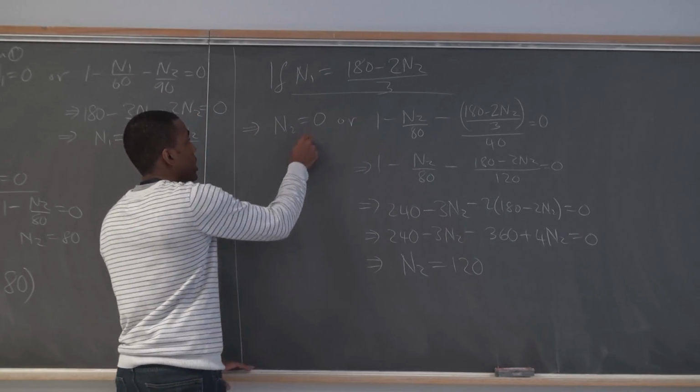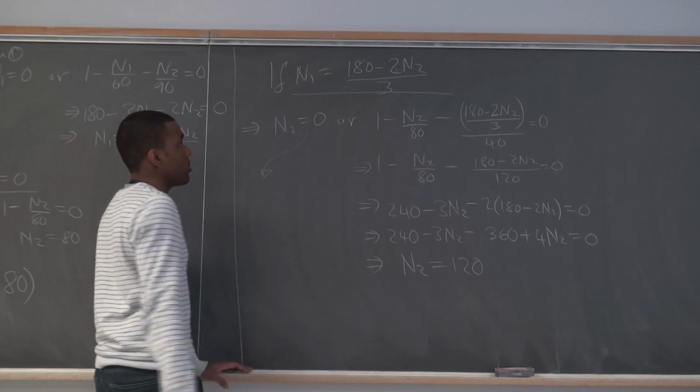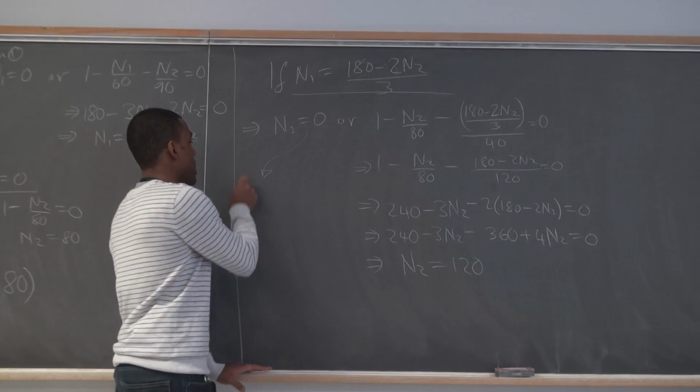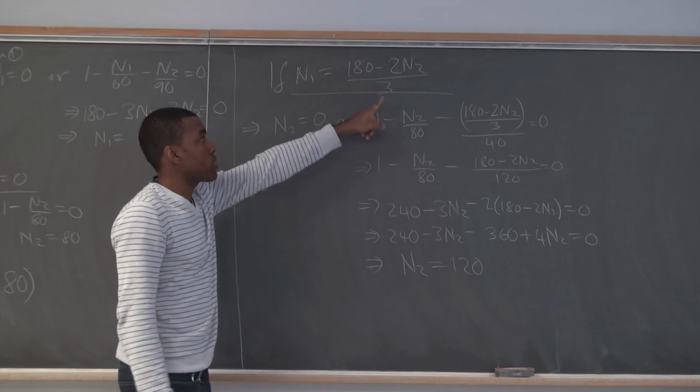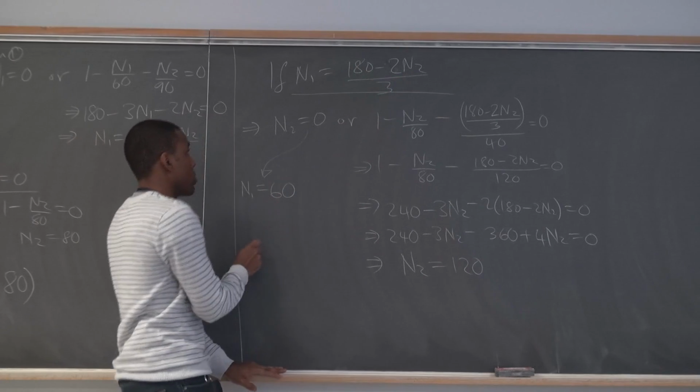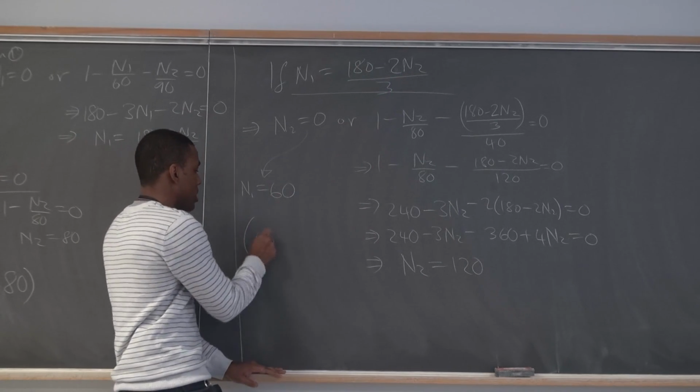So in this case, if n2 is 0, my n1 would be plugging 0 here, 180 over 3, which is just 60. So I get the steady state 60, 0.